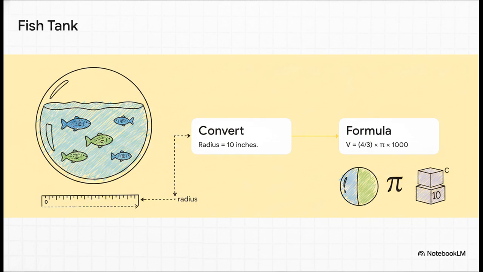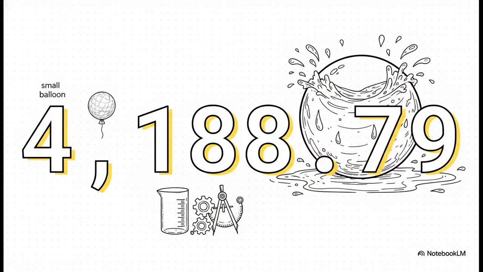Now for step 3, we plug it into the formula. 10 cubed, so 10 times 10 times 10 is 1,000. So we calculate 4/3 times pi times 1,000. And when you run that math, wow, you get 4,188.79 cubic inches. And this brilliantly illustrates how much water that really is.